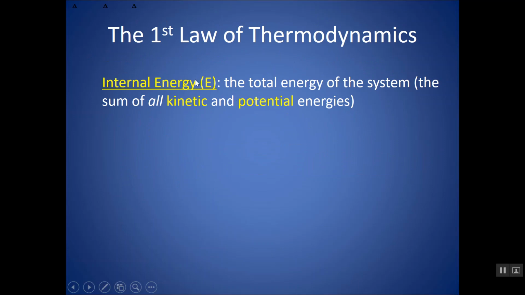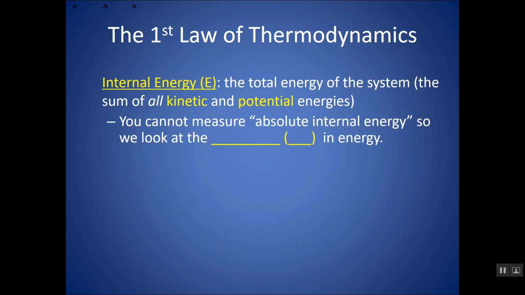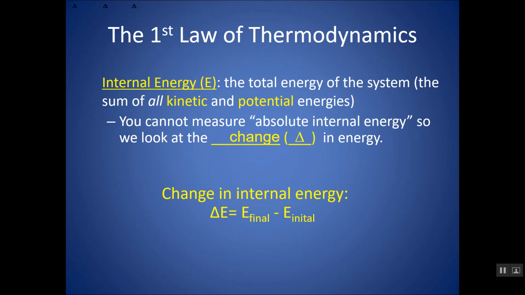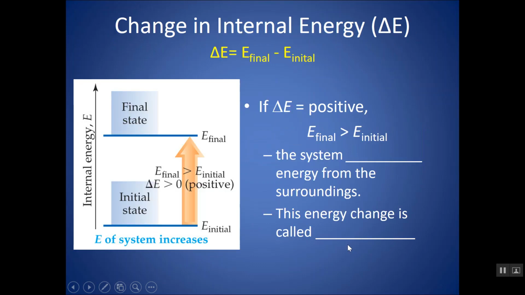Okay. Internal energy, which we give the symbol E, is the total energy of the system, which includes all kinetic and potential energies. It's really difficult or impossible to measure absolute internal energy, so we really are just going to look at the change in energy that occurs. So the final energy minus the initial energy would be your change in energy. Okay? Or when we're talking about a reaction, the products minus the reactants.